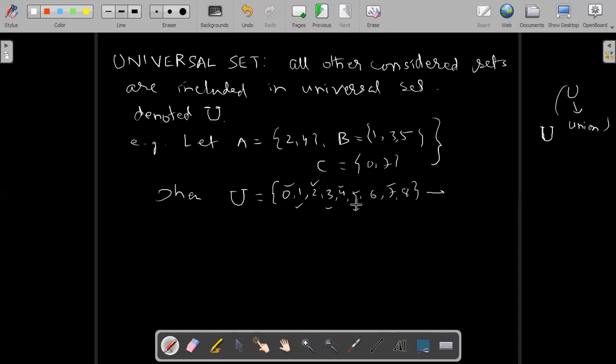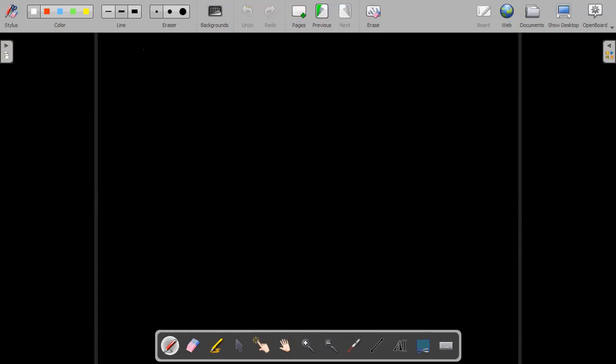What will be the universal set for the set of right angles? As I told, for equilateral triangles or right triangles, the universal set will be the set of triangles. Okay. Then next is the power set. This is very important.